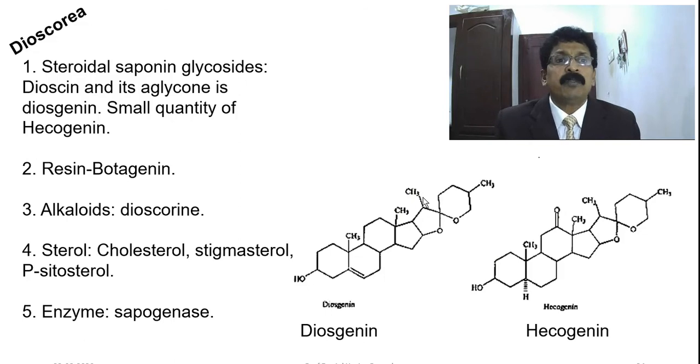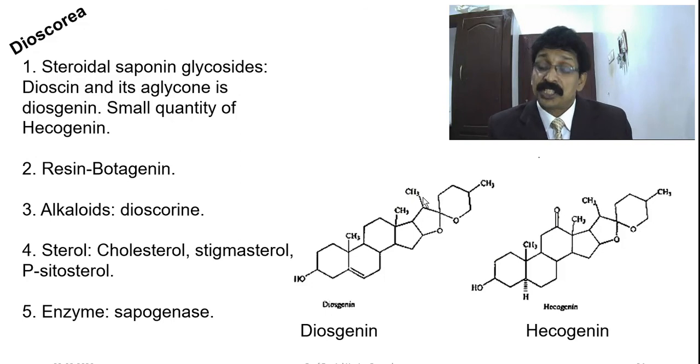A small quantity of hecogenin is also present. Resin, butagenin, and the alkaloid dioscorin are also present in them. The steroids cholesterol, stigmasterol and beta-sitosterol are also present. Sitosterol is also present. The enzyme sapogenase is also present in the rhizome.